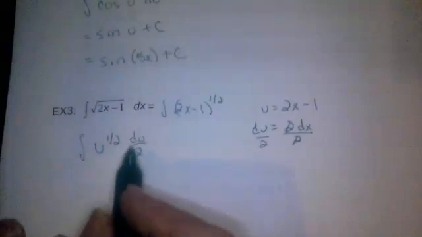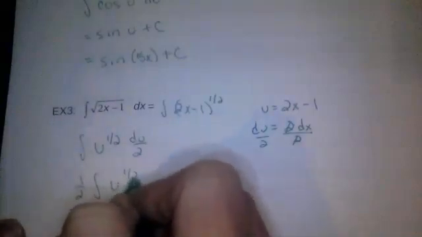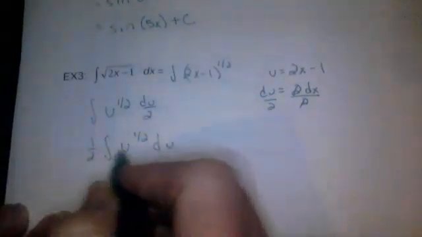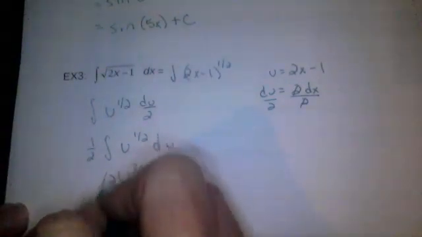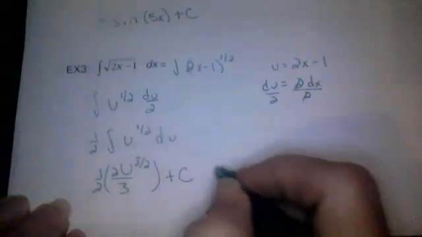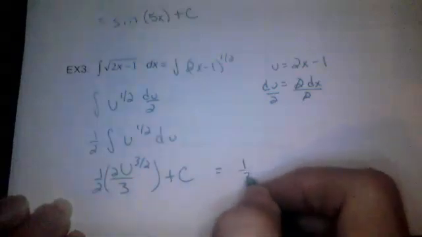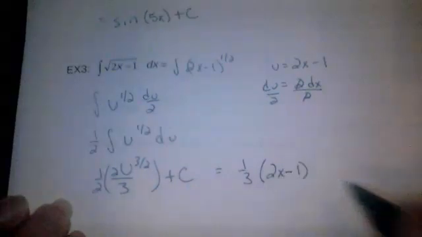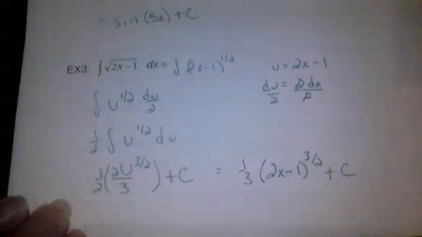And we can bring this 1/2 out to the front, times the integral of u to the 1/2 du, and then we just integrate as we would normally, and we have u to the 3/2 over 3/2, or times 2/3, and that is times 1/2 plus c. So that's going to be 2/6, or 1/3 of 2x minus 1, which was our u value, to the 3/2 power plus c.